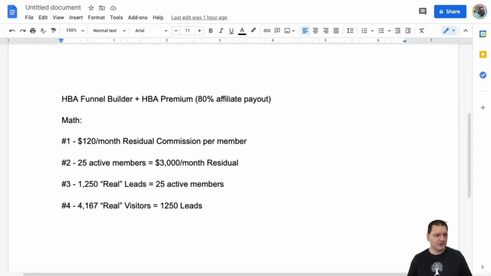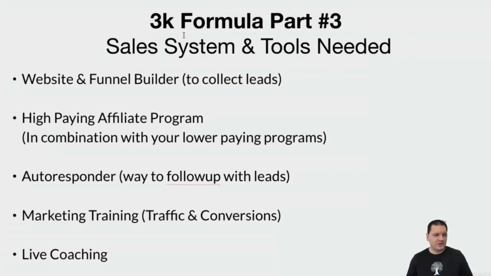So that's just the math in an example of what we've got here on this page for you. So let's continue our formula. And right here, part 3 of the formula is having a sales system and the tools that you need to build a business. A lot of those other companies, the ones that I showed you, they provide you with tools and sometimes systems and things, but they don't work. They're usually thousands of people using them. They're not converting. And again, it takes a lot more people to make money with them.